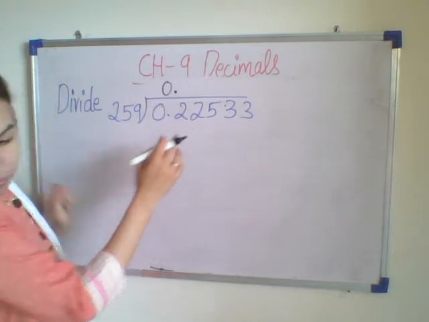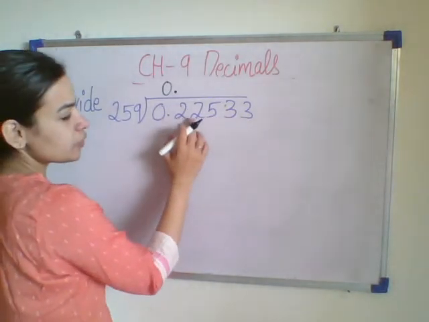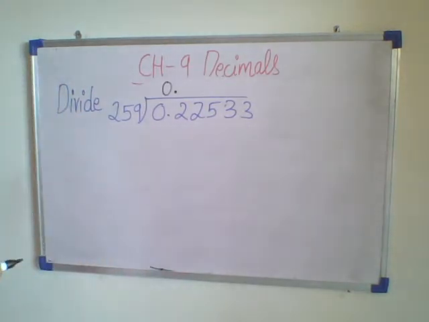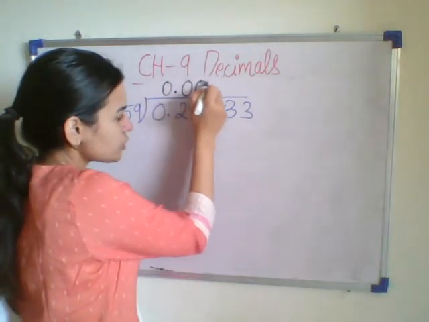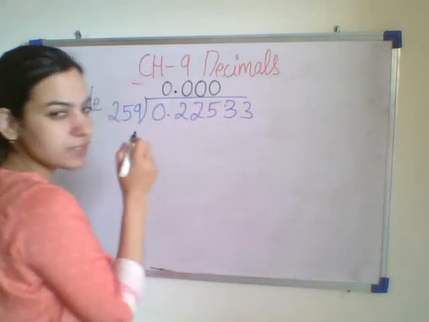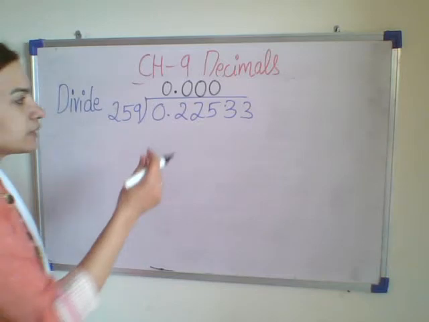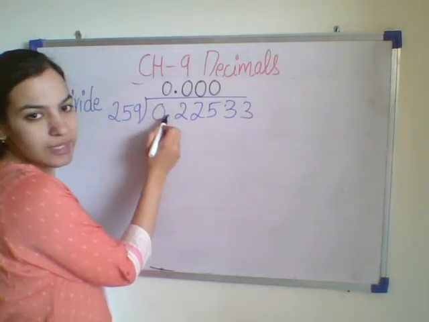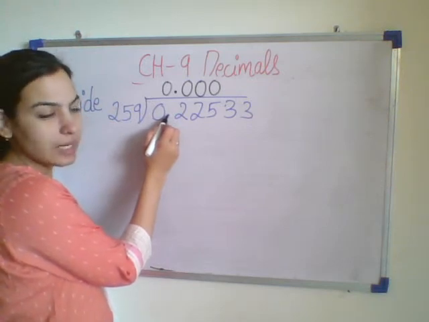225. Again 225 is smaller. So we will take here 2253. So we will put 3 zeros in our quotient. Let us revise again what we have done in this division problem. You can see the decimal is there initially, the decimal is there in the starting only.